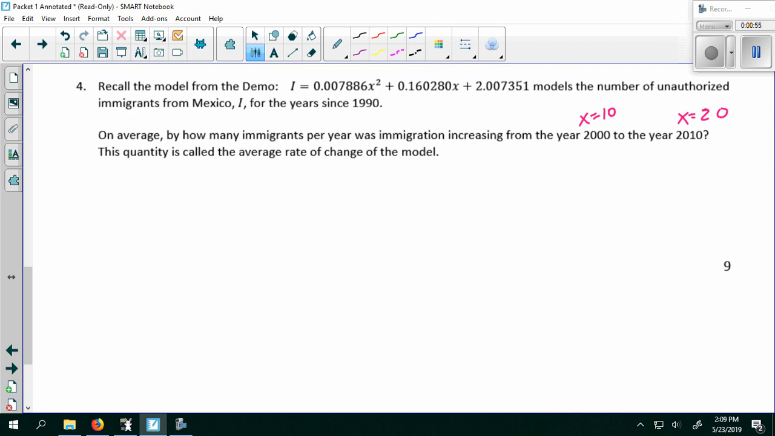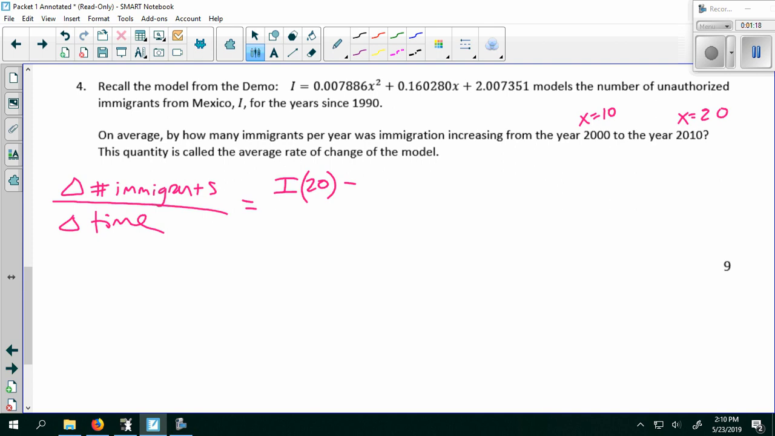So I need to figure out the total change in the number of immigrants, the change in the number of immigrants divided by the change in time. And this will give me immigrants per year. So I need to know I evaluated when x is 20 and I evaluated when x is 10. So I have to subtract those two quantities to figure out the change in the number of immigrants. And then divide that by 10 years.